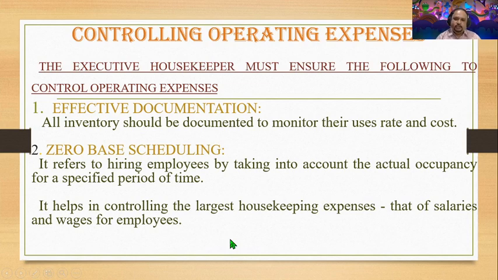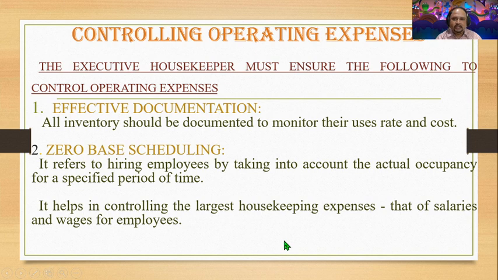As you have seen, usually up to 70% of the operating budget of the housekeeping department could be actually allocated towards the salary and wages. So if you can control the salary and wages, in that case the housekeeping can do wonders and they can try to contribute to the profit generation of the hotel.